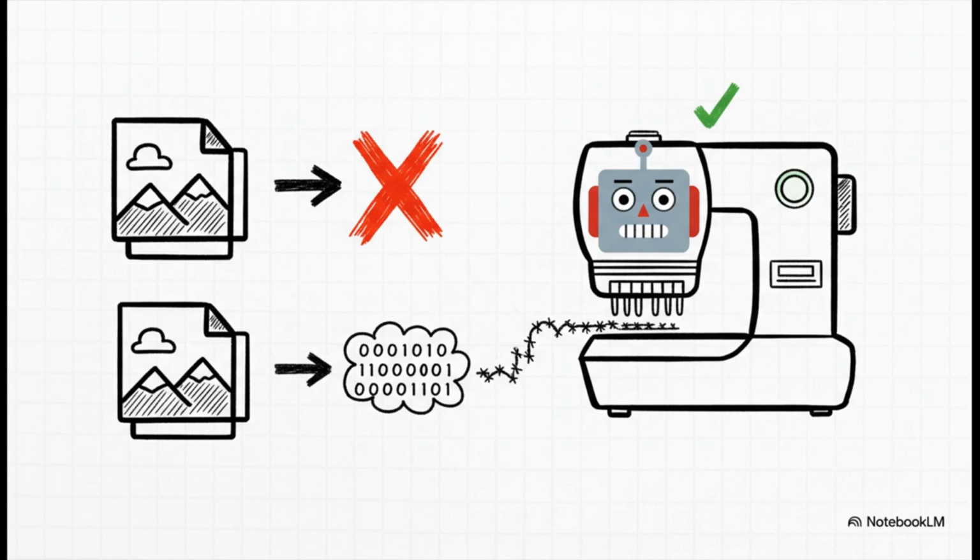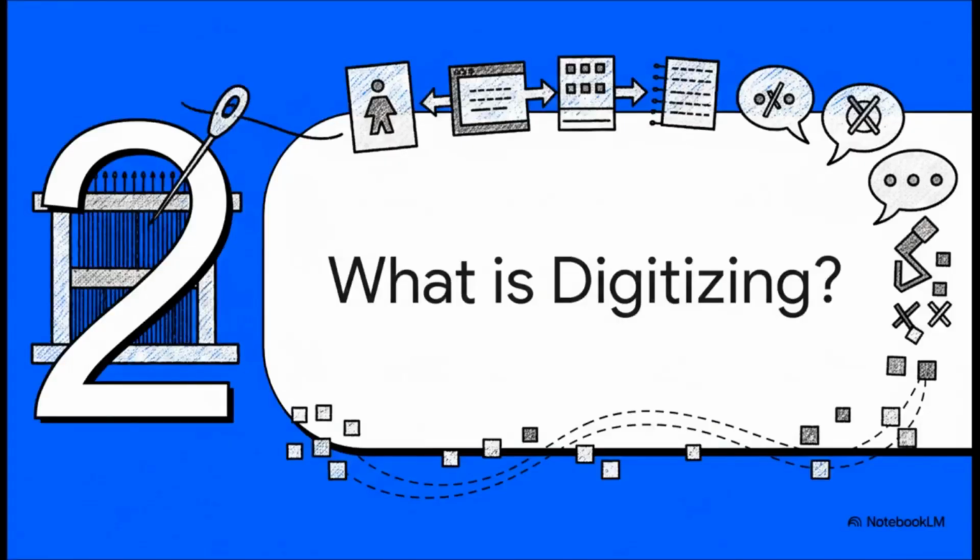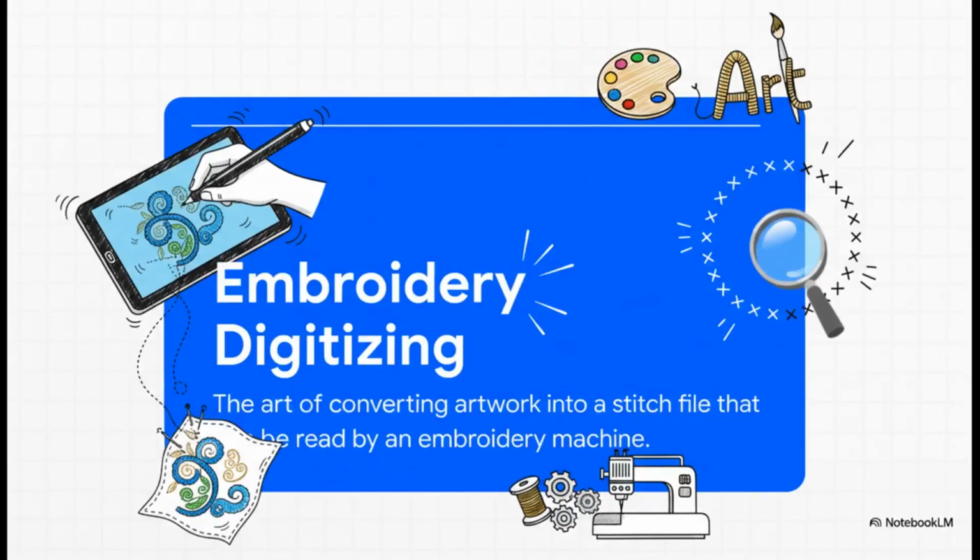It needs a very special set of instructions, a completely different language that tells its needles exactly where to go, what kind of stitch to use, and when to switch colors. And that brings us to the absolute core of our topic. What is this process of creating that special language actually called? There it is. The official term is embroidery digitizing.